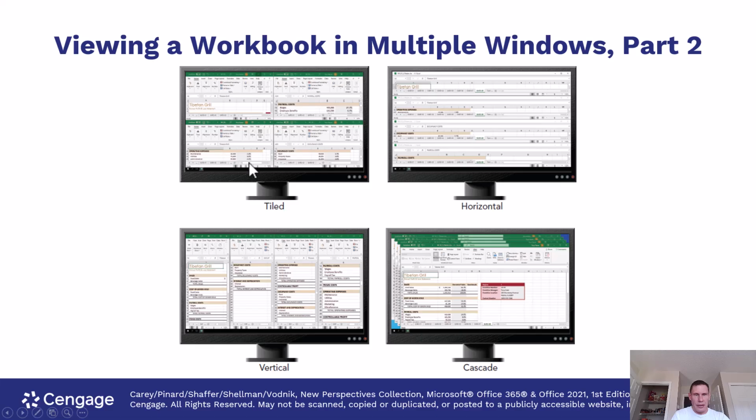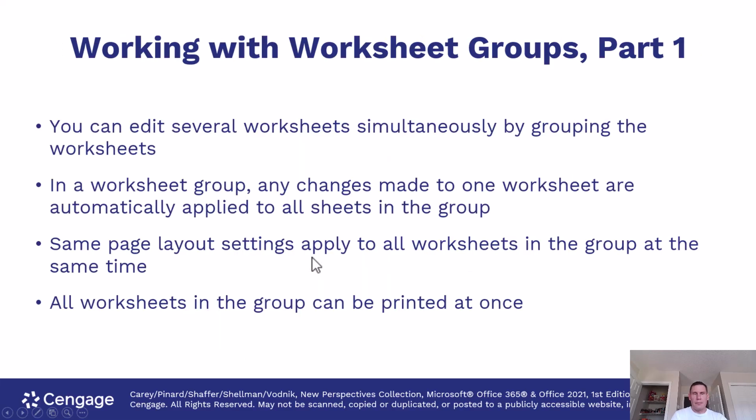So here we can see an example of tiled. Here is horizontal. Down on the bottom left is vertical. And then cascade is on the bottom right. Probably the most common one I see and would use is tiled.